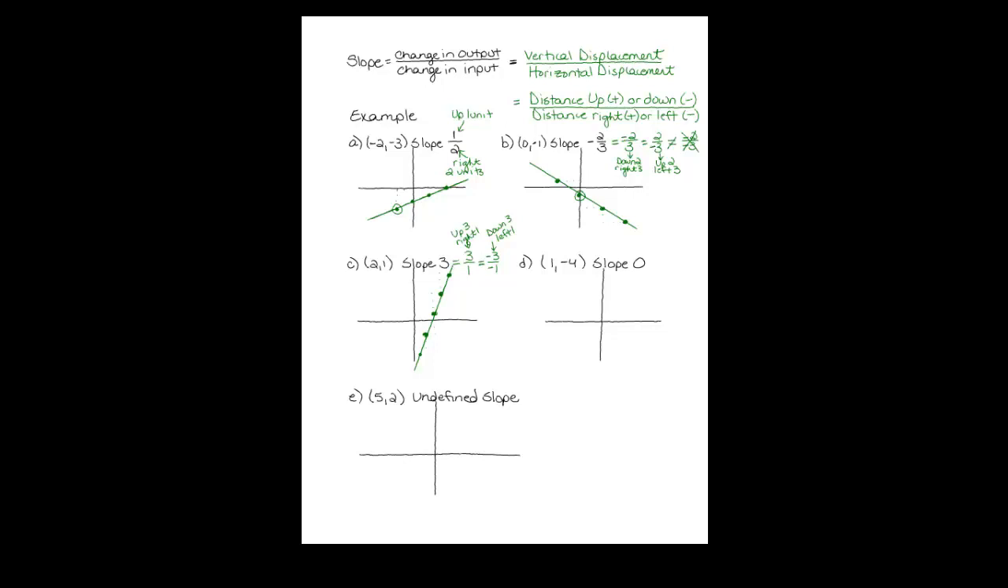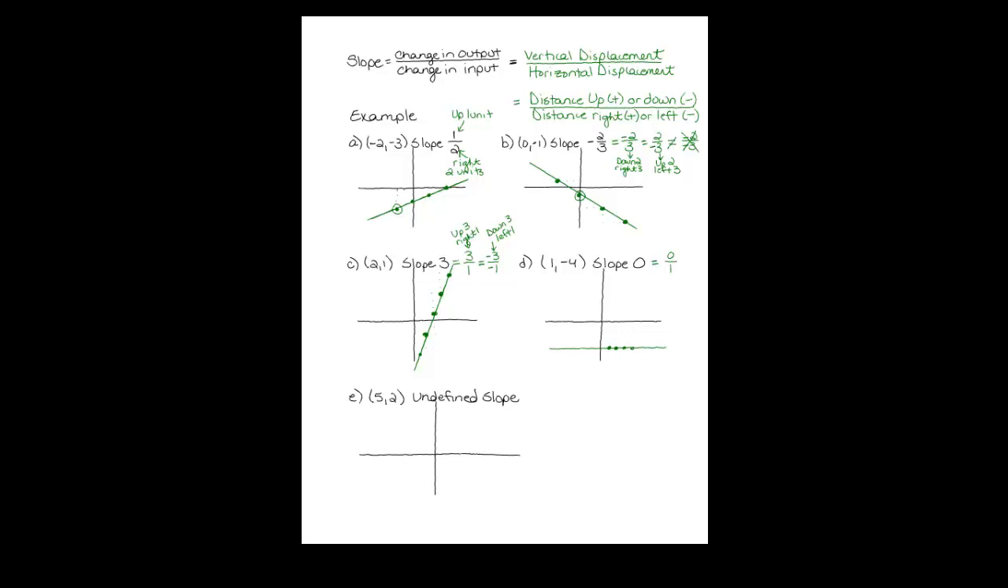All right, so part D. You have the point 1, negative 4, and the slope is 0. So here's 1, negative 4. Draw your point there. Now the slope of 0, you can think of that as 0 over 1. So from your starting point, you're going to go up or down 0. So you're just going to stay right there, to the right 1, to the right 1, to the right 1. That's enough. Connect the dots, and you have your horizontal line.